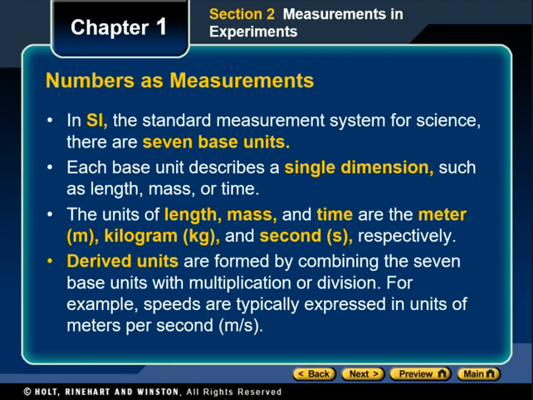Chapter 1, Section 2, Measurements and Experiments. Physicists perform experiments to test hypotheses about how changing one variable in a situation affects another variable. An accurate analysis of such experiments requires numerical measurements. Numerical measurements are different than other numbers used in a mathematics class.